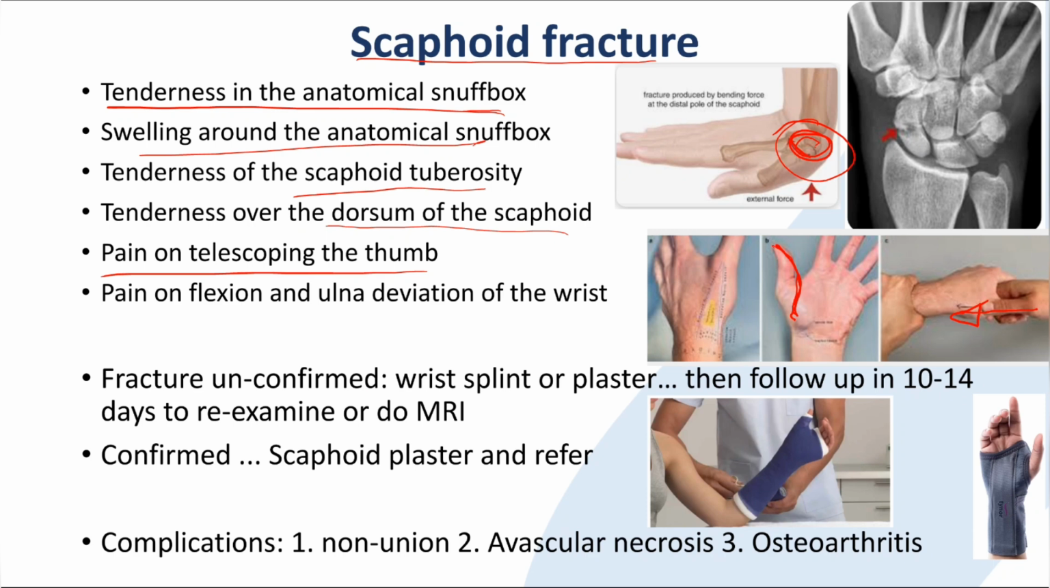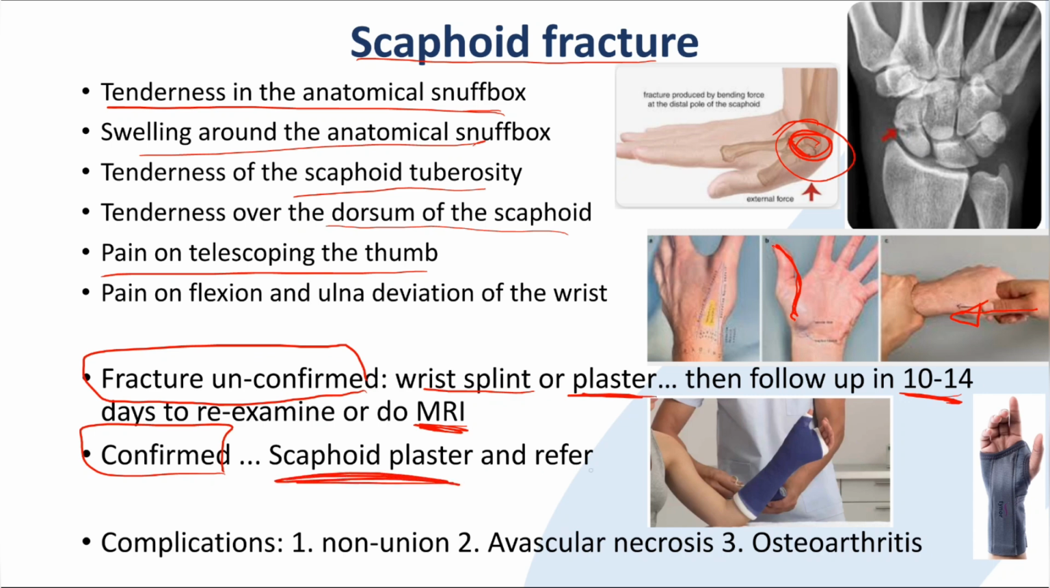So if the fracture is not confirmed on the X-ray, just do a wrist splint or a plaster or a back slab, then follow up after 10 to 14 days with the orthopedician. They re-examine the patient. They may do an MRI to confirm. If it is confirmed in the emergency department, just do a scaphoid plaster and refer to the orthopedician. There are a lot of complications. The most common are non-union, avascular necrosis because of its specific blood supply, and also osteoarthritis later on.